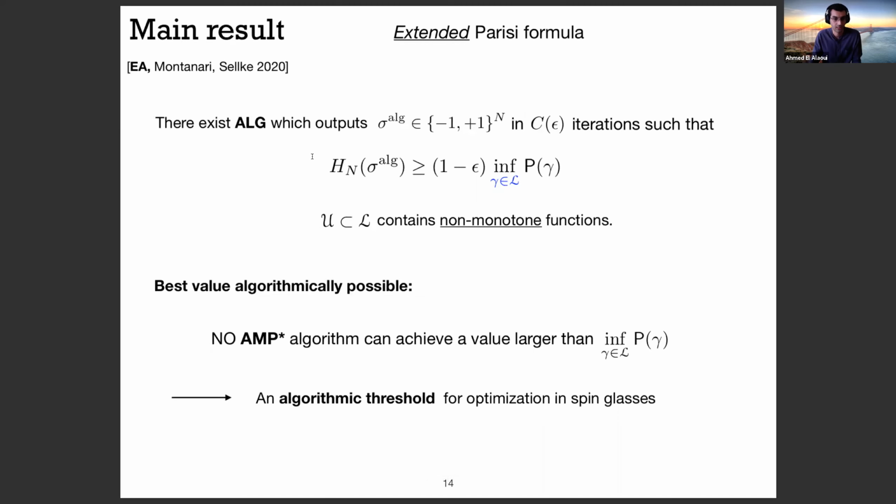Furthermore, in addition to these achievability results, this is actually the best value that is algorithmically possible. We can also show that no IMP algorithm of a certain smaller class than just the general class of IMP algorithms can achieve a value larger than what this particular algorithm achieves. So this seems to indicate that there is an algorithmic threshold for optimization in spin glasses.